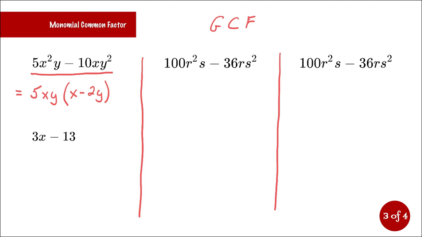The example below, you might think immediately that 3 is common. Then you look a little bit further and you recognize, wait a minute, 3 and 13, there's no common factors. This is not factorable.